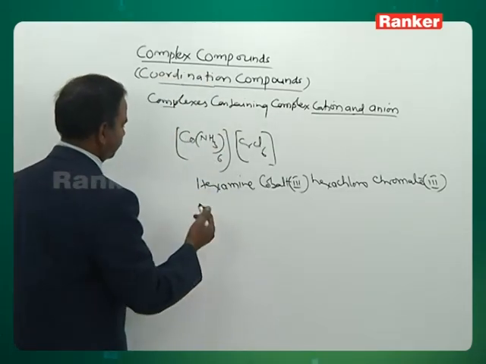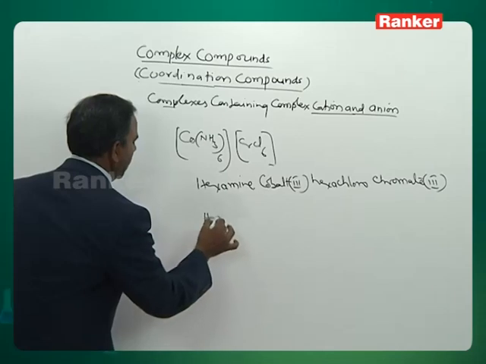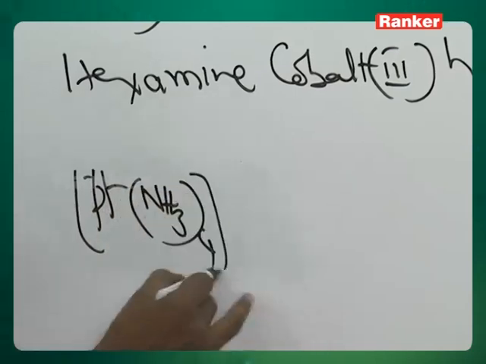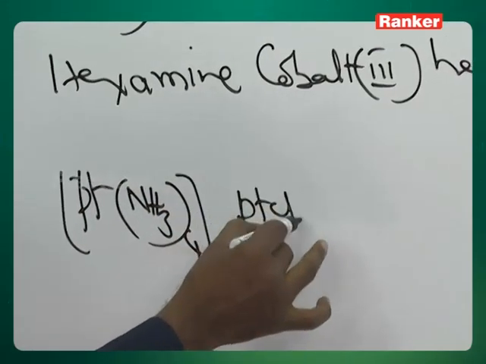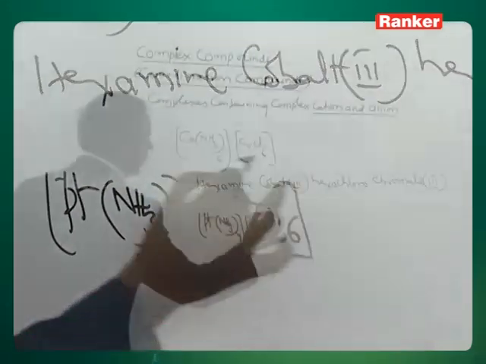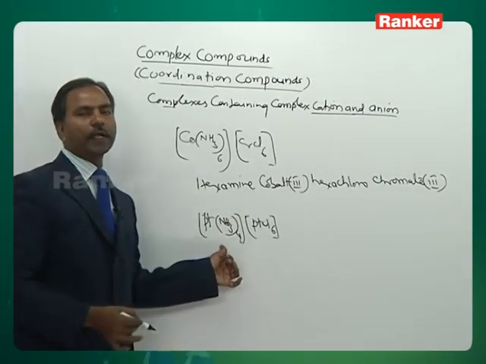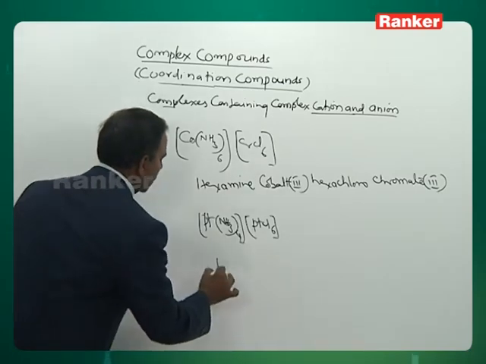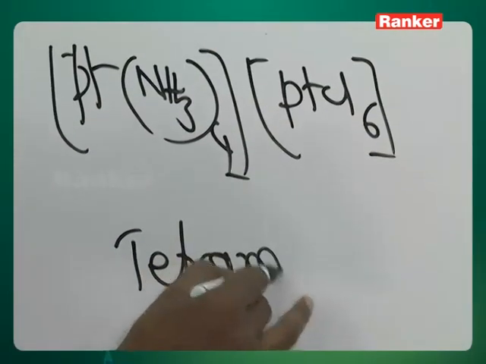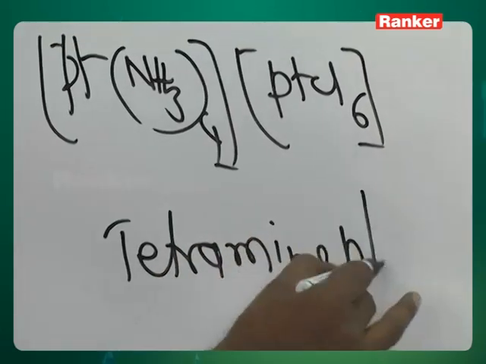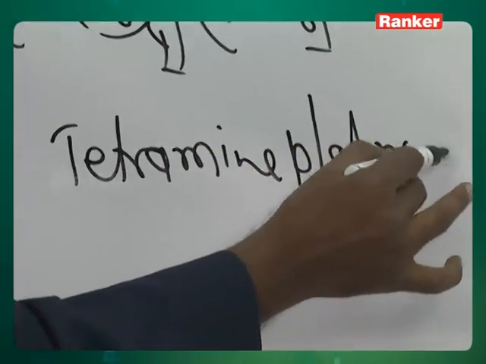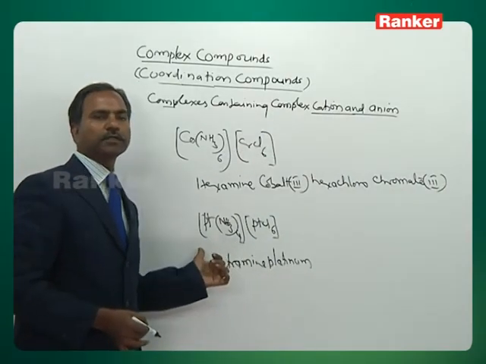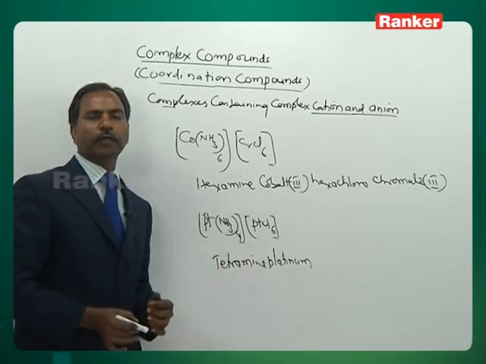Let me write one more. Now you are taking platinum tetramine, you write NH3 taken 4, platinum tetramine. Then let me say PtCl6, you take Cl6. Now this is representing the cation, this is representing the anion. Then name it tetramine platinum 2. Why am I taking platinum 2? Because the coordination number is 4. The metal oxidation number is +2. The platinum is actually +2.